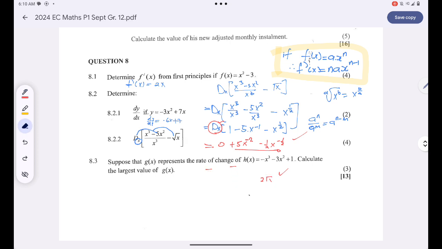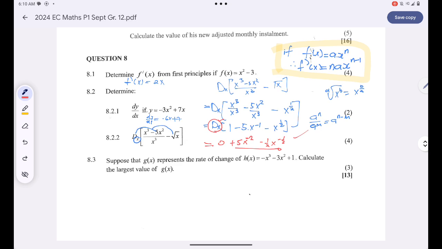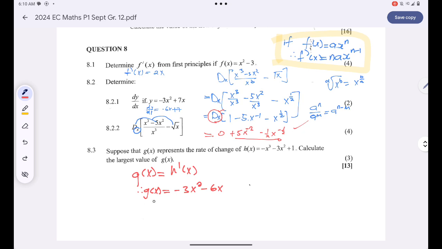Okay, and then now we are told that suppose that g of x represents the rate of change of h. Calculate the largest value of g. Okay, g of x, guys, is the rate of change. So g of x is basically the derivative of h. Are you together? So therefore, g of x is equal to negative 3x squared minus 6x. Are you together? So they want me to find the maximum value of g of x.